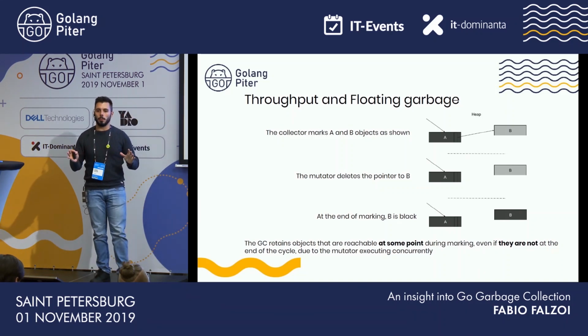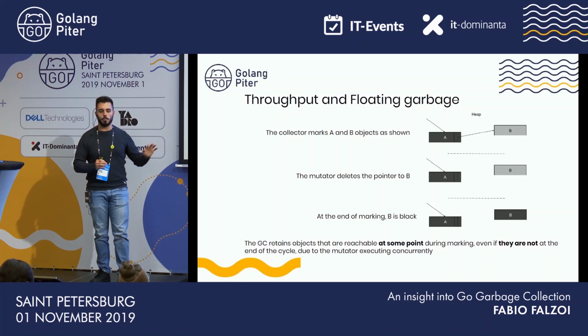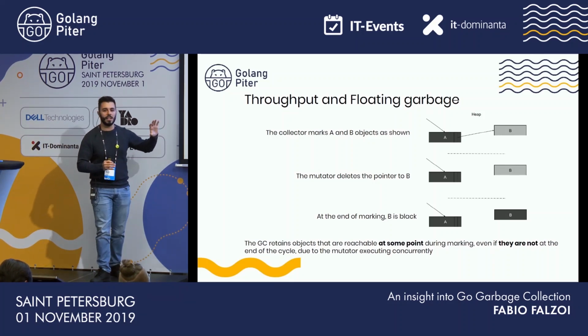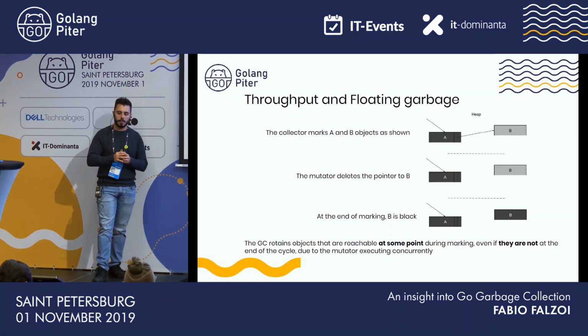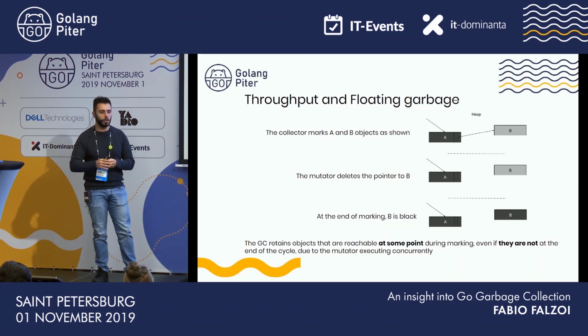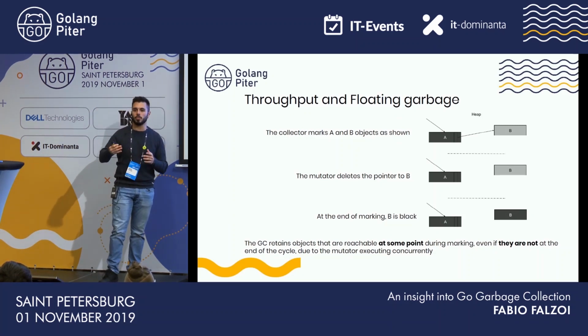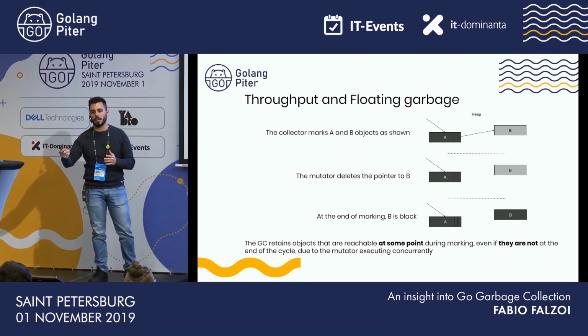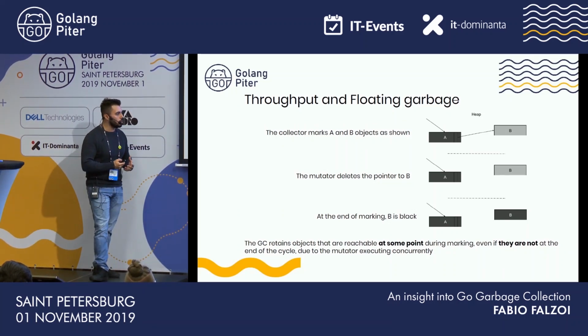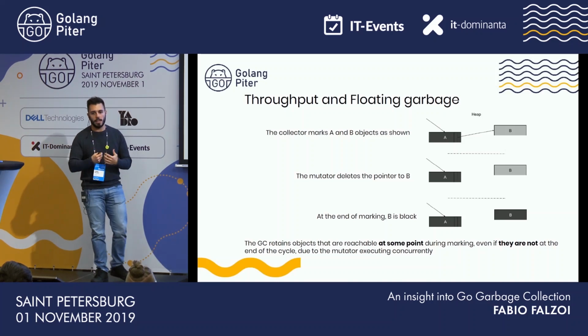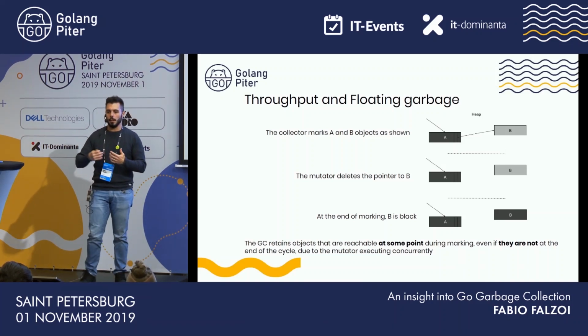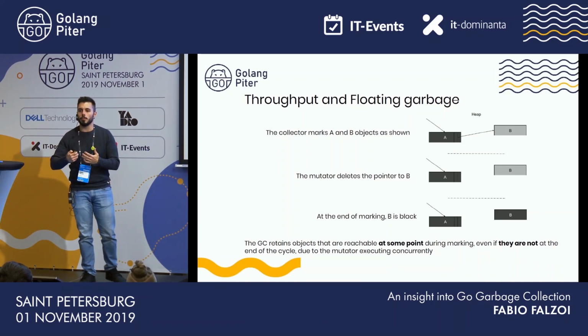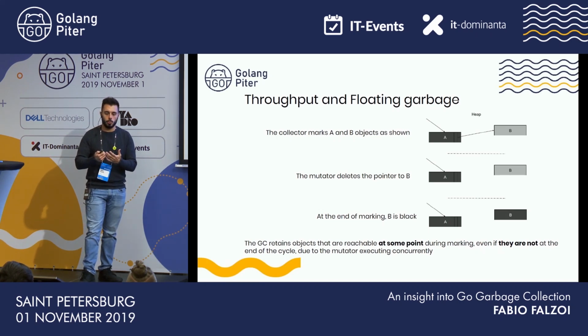This is clearly not a problem of correctness of our Go garbage collection because we are not corrupting memory that is still in use. The problem is that we are doing more work than needed, because those objects will eventually be reclaimed, but in the next garbage collection cycle. And so floating garbage together with mark assist and write barrier gives us a little bit of overhead to our application.